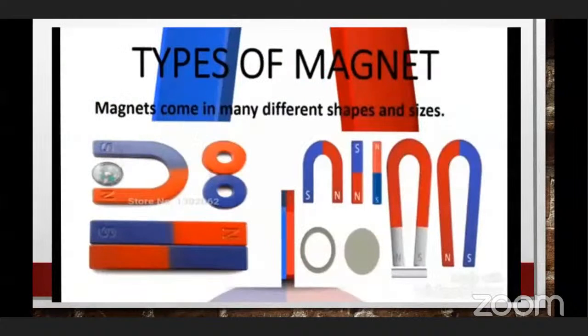Now, types of magnet. I have shown you some magnets. And here in the picture, you can see different shapes and sizes of magnets. These magnets are used in our daily life.